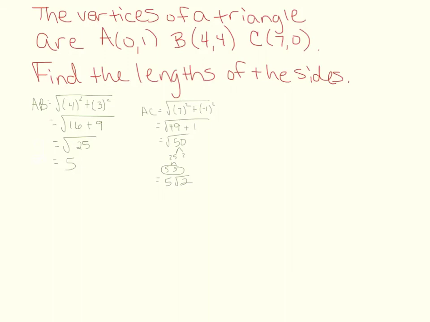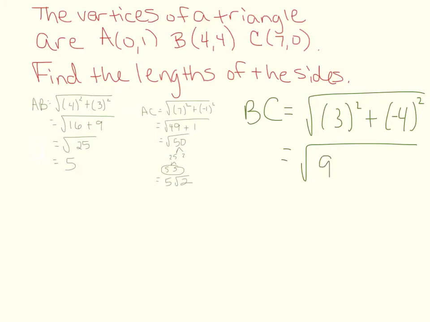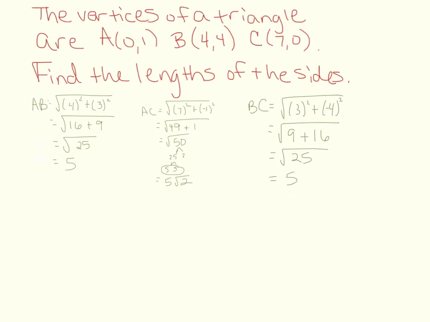Make that a little bit smaller now so I can finish the last one. And the last one is the distance between BC. So you'd have the square root of 7 minus 4 is 3 squared plus 0 minus 4 is negative 4 squared. So you'd get the square root of 9 plus 16. So you get the square root of 25, which is 5. Remember, anything negative squared is still positive. Okay, so that is the distance formula.